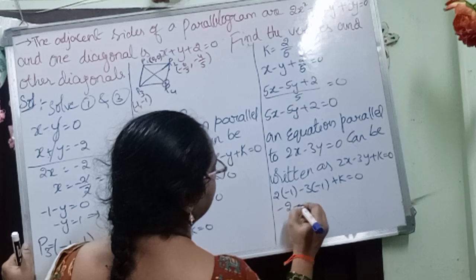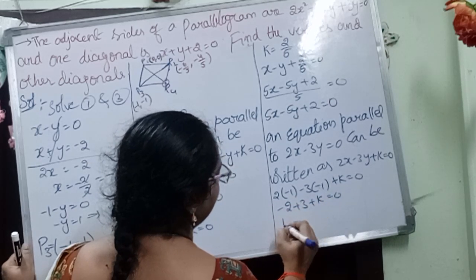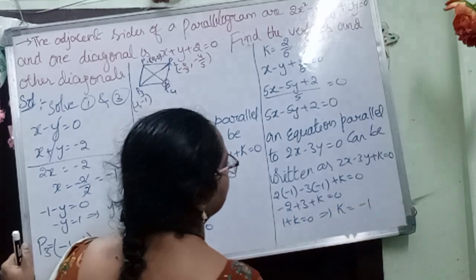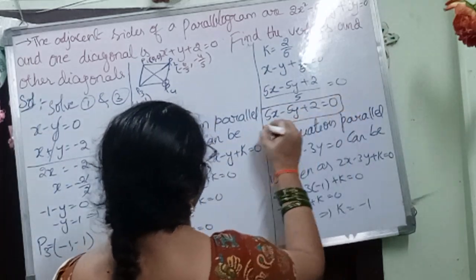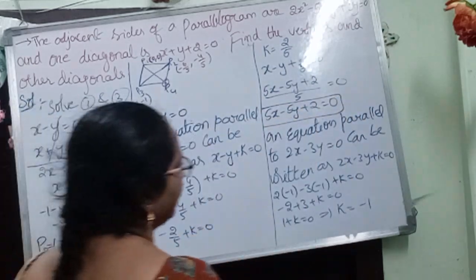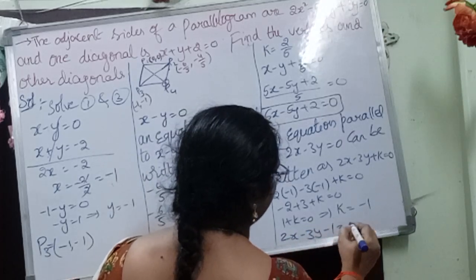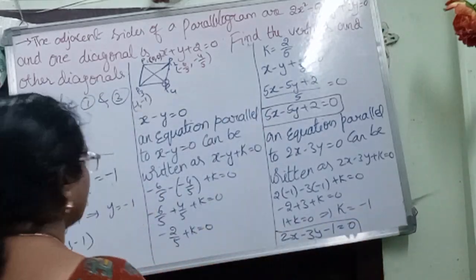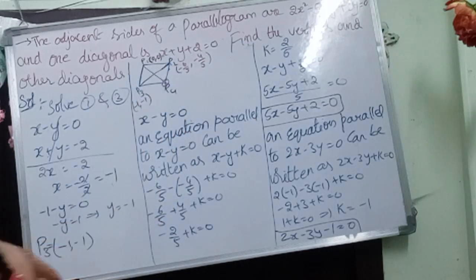So minus 2 plus 3 plus k equal to 0. This you will get plus 1. 1 plus k equal to 0, that implies k equal to minus 1. So the equation you will get is 2x minus 3y minus 1 equals 0. This is the other equation. So if we solve these two equations, you will get P4.